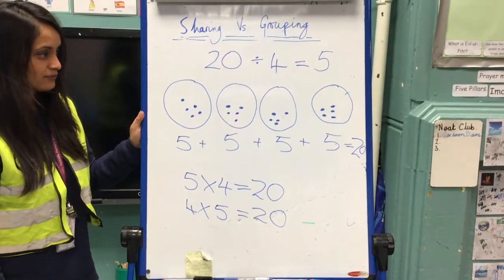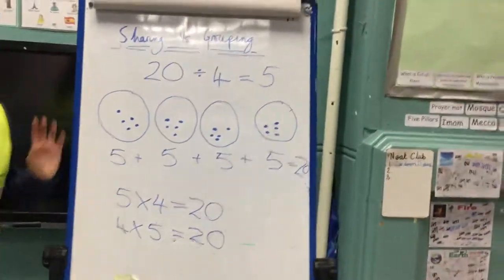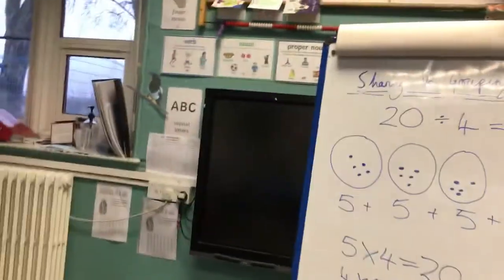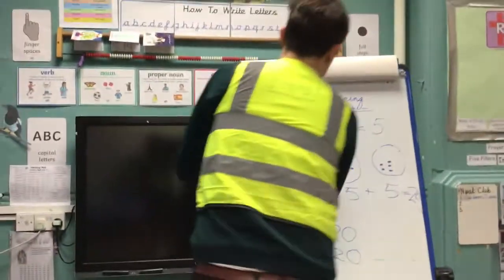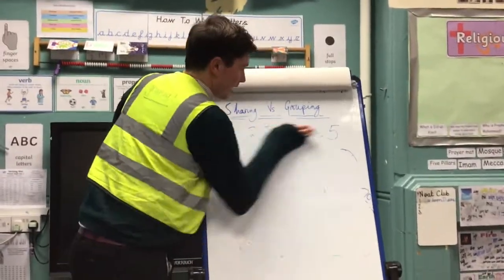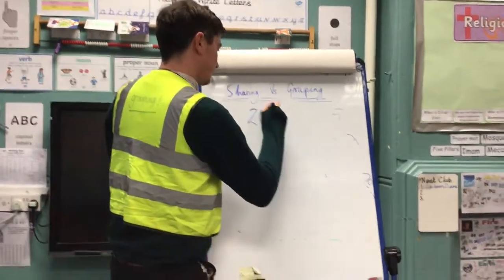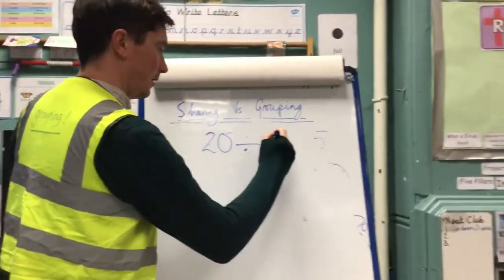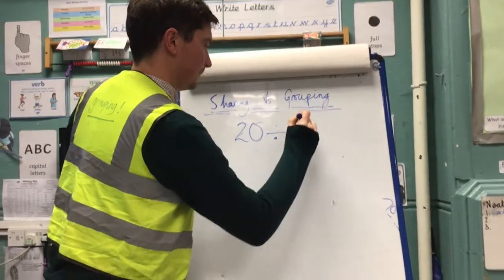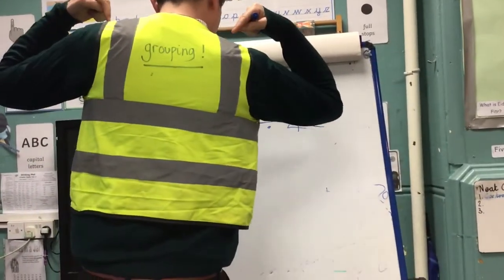I can quickly now, Miss Sally, I will rub off the board for you, if you like. We can do grouping. So I've got my special rubber. So I'm going to do the same one. 20 divided by 4 equals. So I'm doing team grouping.